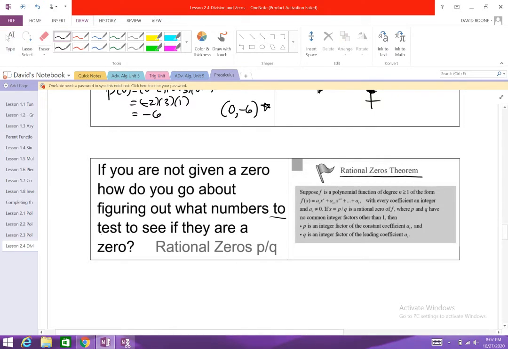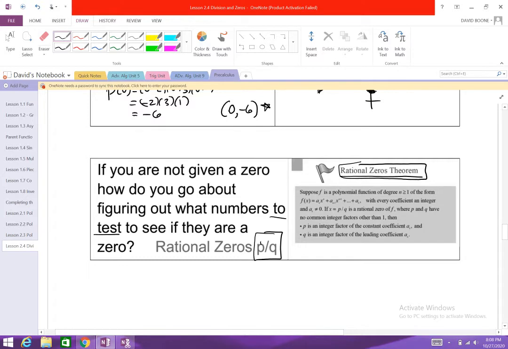We can narrow it down from all the infinite possibilities to a few examples that we can test to see if there are zeros. And it's called the rational zeros theorem. Basically, if you read through all this, what we're going to do is look at the ratio of p divided by q.